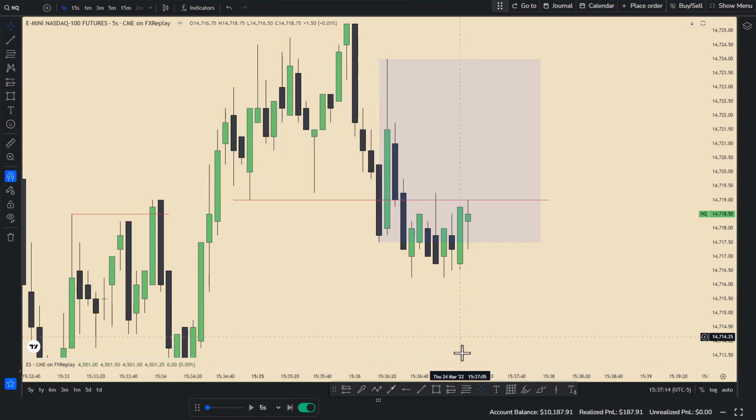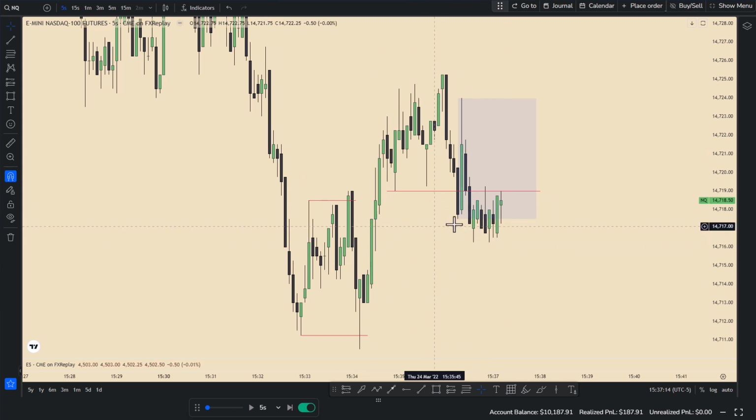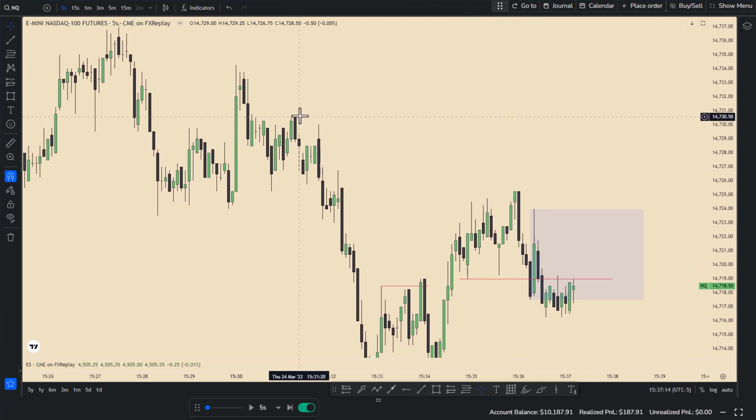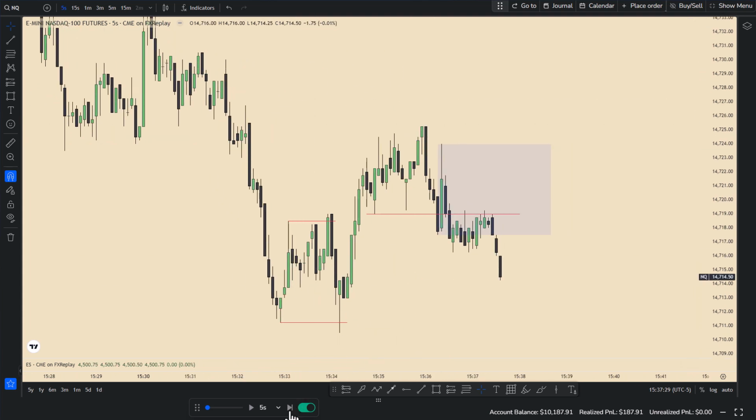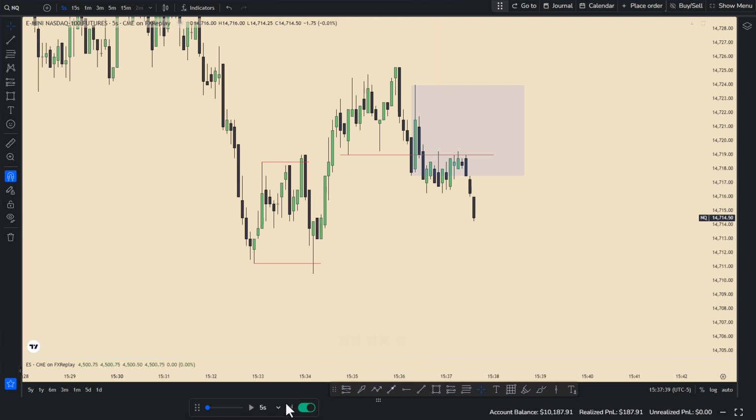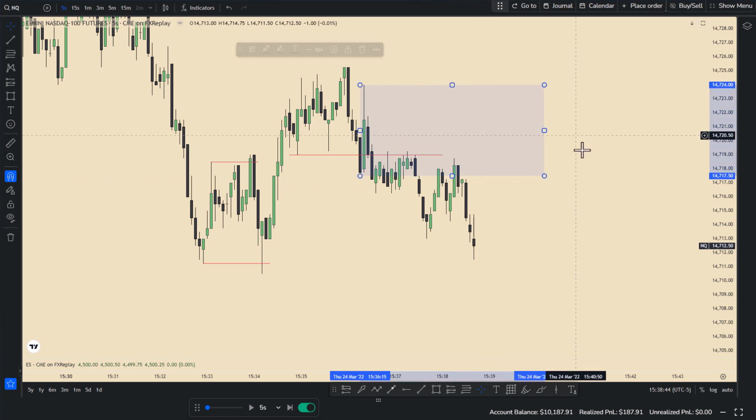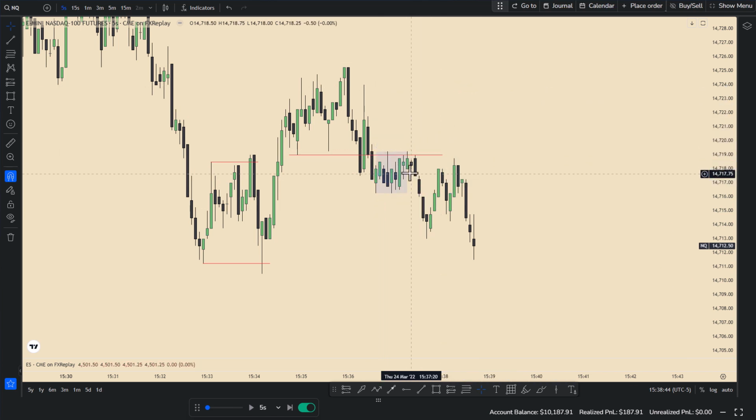Let's remove this. We have a couple of maybe sweeps below this, and the closure above this block would open the door to trade maybe to this high and this high. Let's see. Still pushing price. Now maybe above this block, because I see now it is the one responsible for pushing price lower.